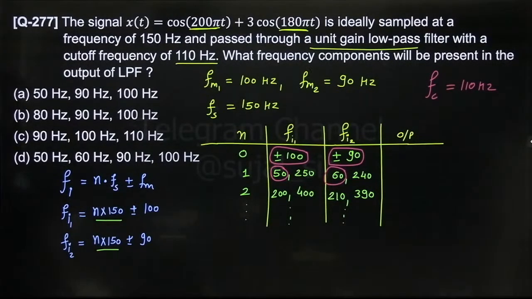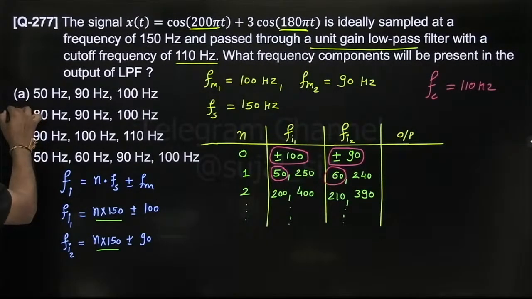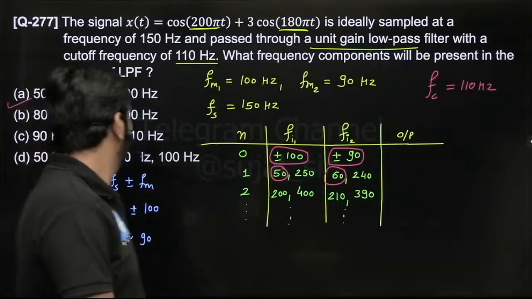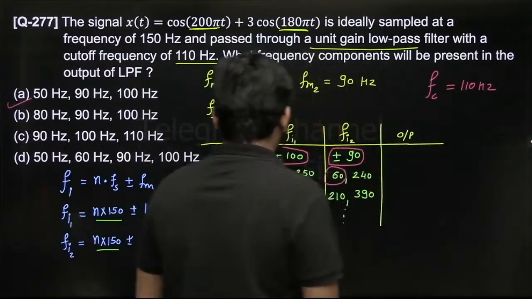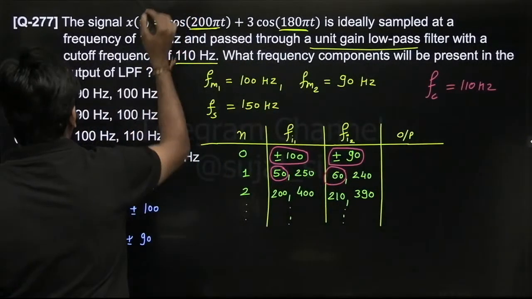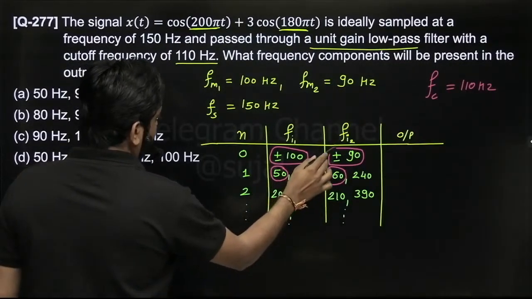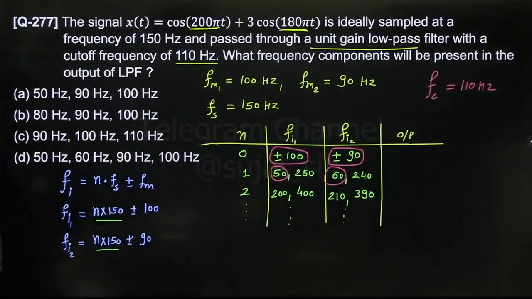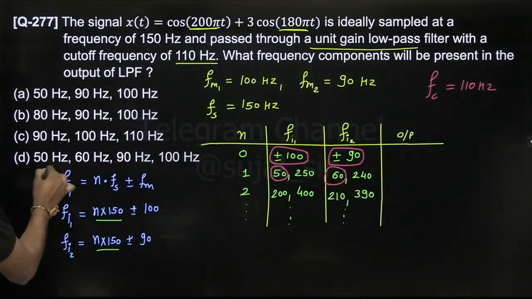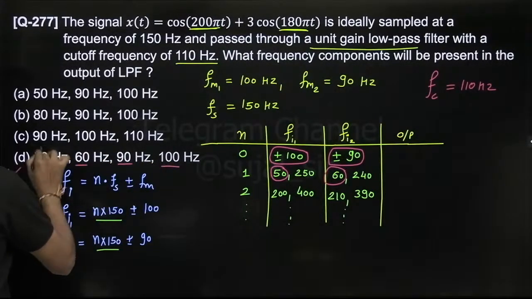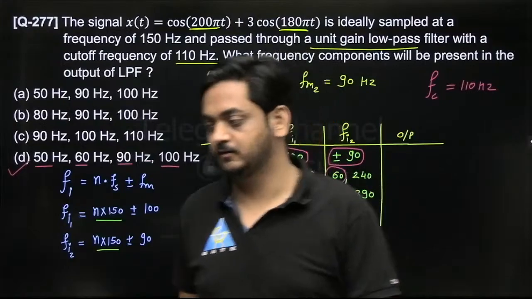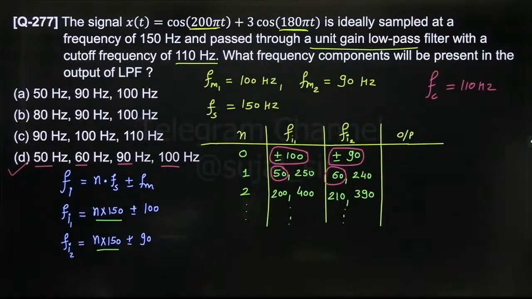100, 50 and 90, positive side. So 50, 90 and 100. Option A, guys. Option A, sorry. Wait. 50, 90, 60 and 100. So 50, 60, 90 and 100. Option D, guys. Option D should be the correct answer here. Option D should be the right answer of this question.